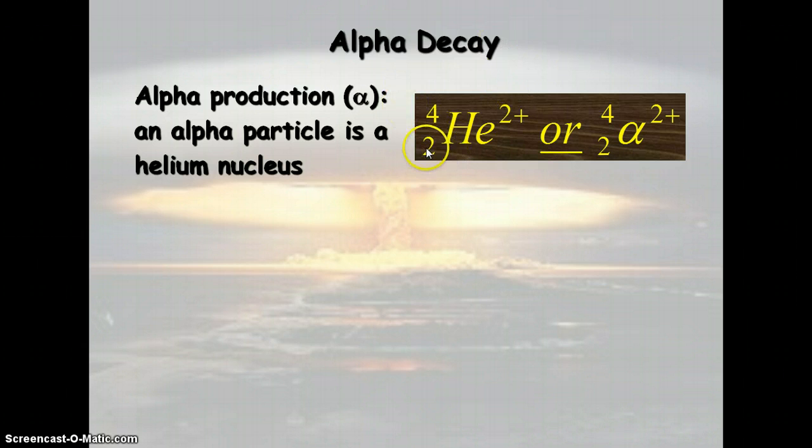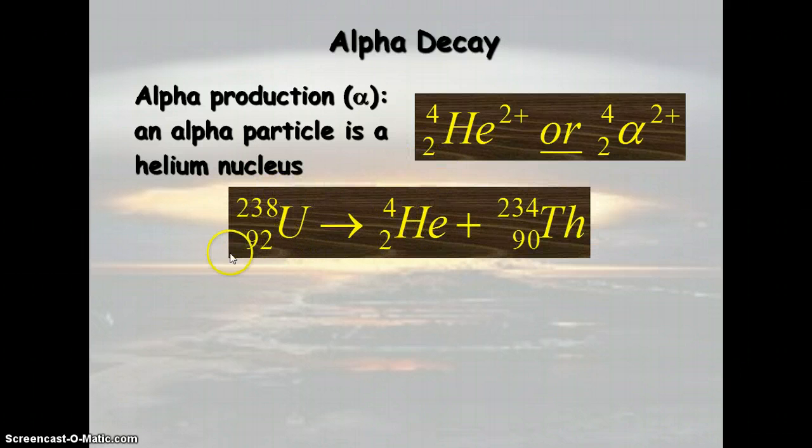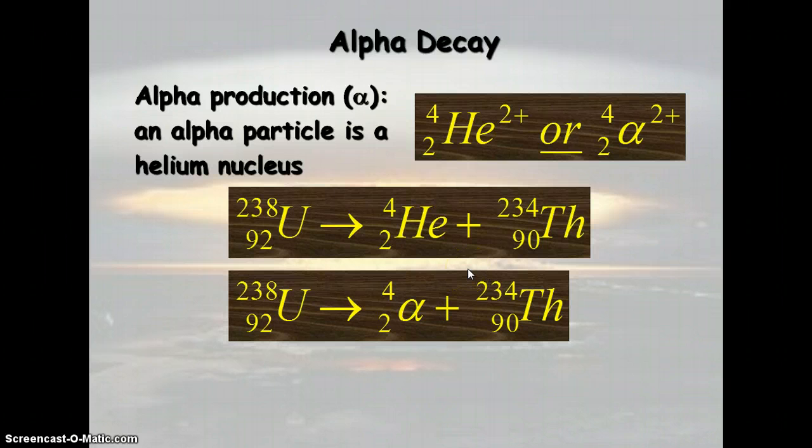Okay, so it has 2 protons and 2 neutrons, which gives it a mass of 4. It also has a charge of 2 because it has no electrons to balance it out. Those protons give it a positive charge. Here's an example of an equation where we have uranium breaking down into thorium and giving off an alpha particle, this helium. So alpha particles can be written with either He or the alpha symbol. Either one is acceptable.